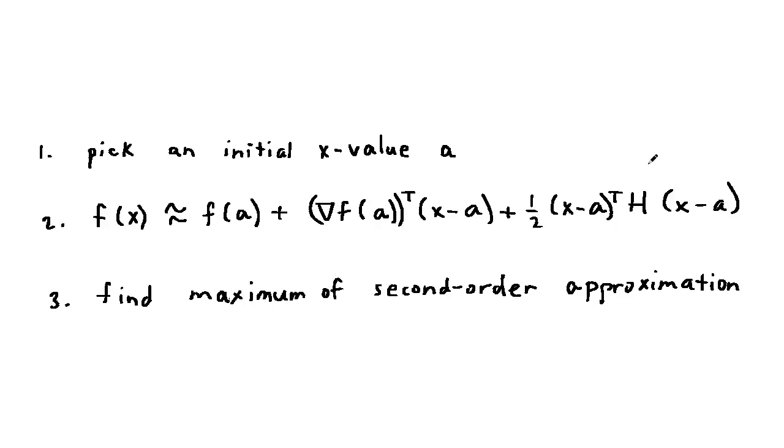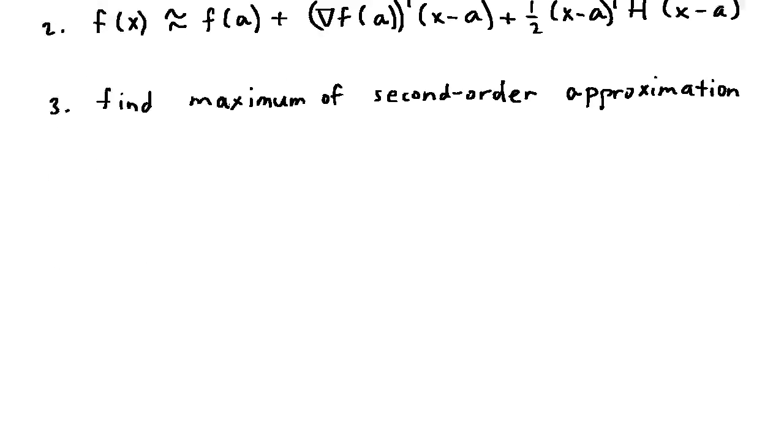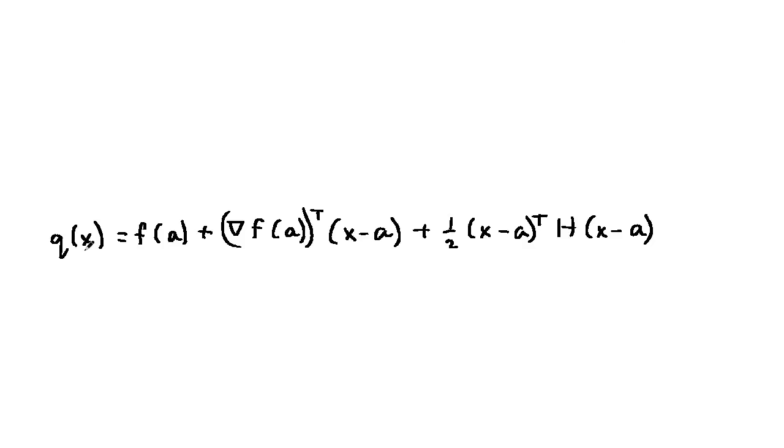The Newton-Raphson method says to first pick an initial x value a, then consider the second order Taylor approximation of f(x) for x near a. And that's given by this. Third, find the maximum of the second order approximation by taking its gradient and setting it to 0. Letting q(x) equal the second order approximation, we want to find the gradient of q(x) and set it to 0.